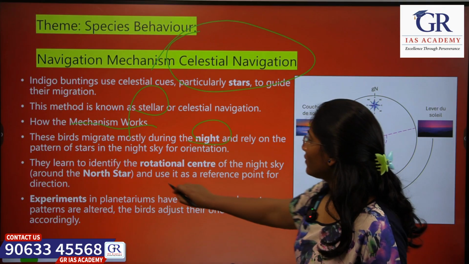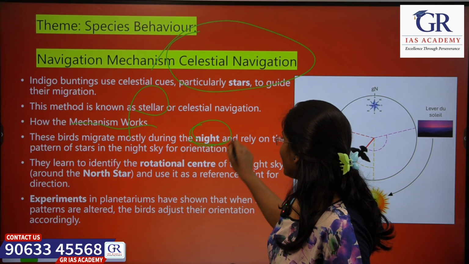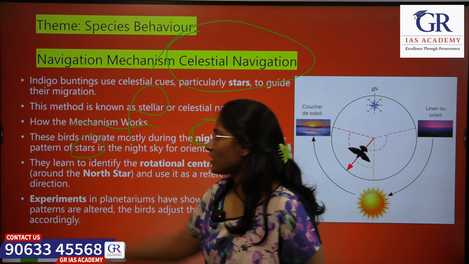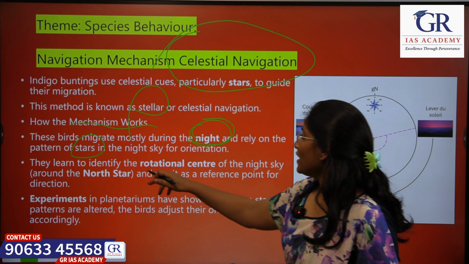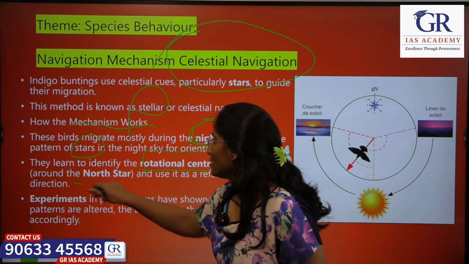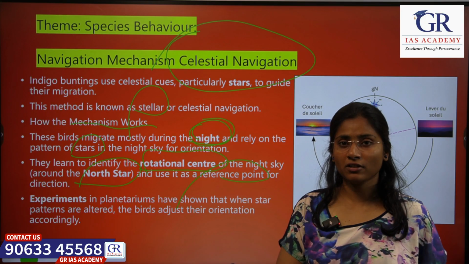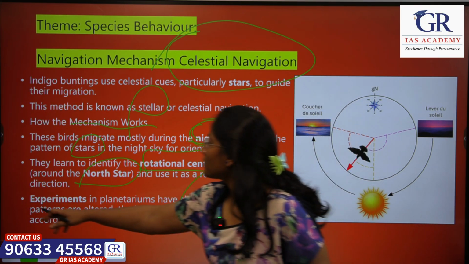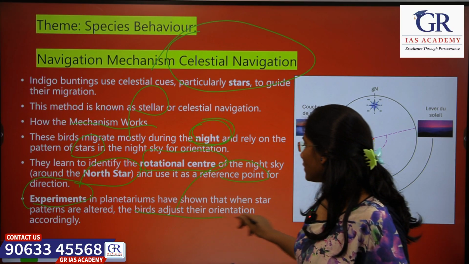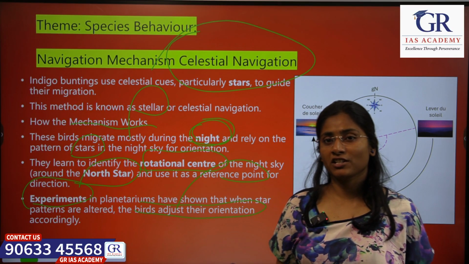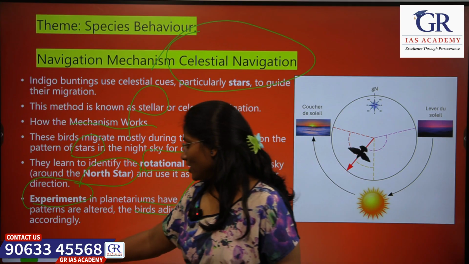They travel at night and use the pattern of stars, and they identify the center using the North Star as a reference point for direction. Experiments have shown that birds change their orientation when the pattern of stars changes.